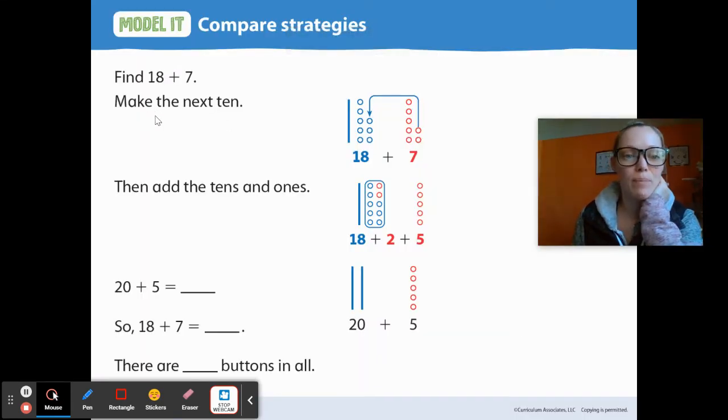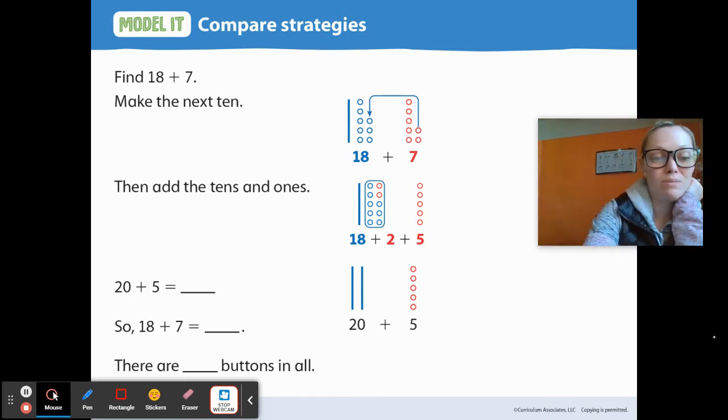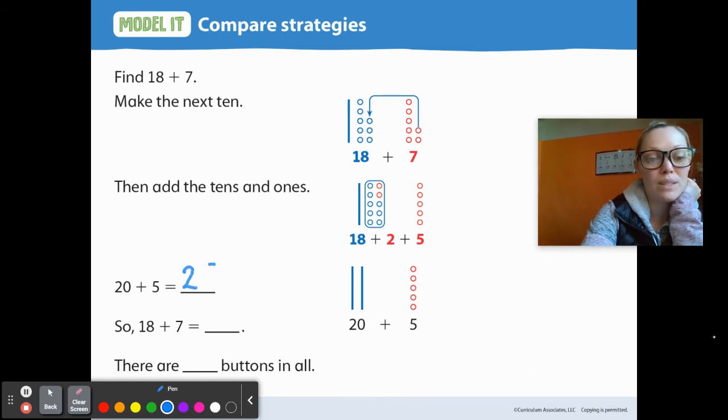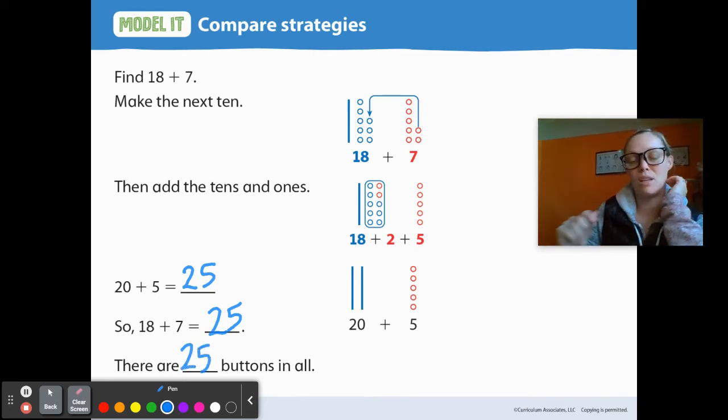Find 18 plus 7. Make the next 10, which is what we just did. So they have 18, they have 7. Notice they're moving these 2 over so that they can make a 10. Then add the 10s and 1s. So you can see that 18 plus 2 more would make 2 10s. So you have 20 now. And then you have 5 left out here. So they grouped those together, turned it into a 10 stick here, and then they have 5 extra ones. And 20 plus 5 is, go ahead and write this in, 25. So 18, what we started with, plus 7 is 25. After we do all that grouping, 25 buttons in all.